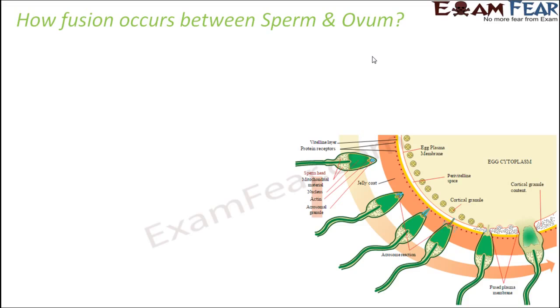So now the question is how the fusion occurs between sperm and ovum. How exactly does the sperm enter inside the ovum and then the fusion of the nuclei take place? So that is what we will focus on here. Let us see how exactly the fusion happens between the sperm and the ovum.